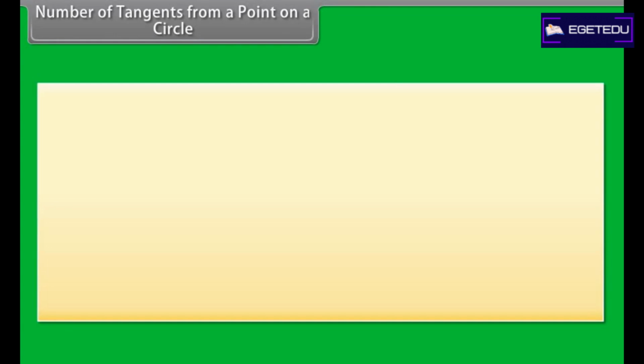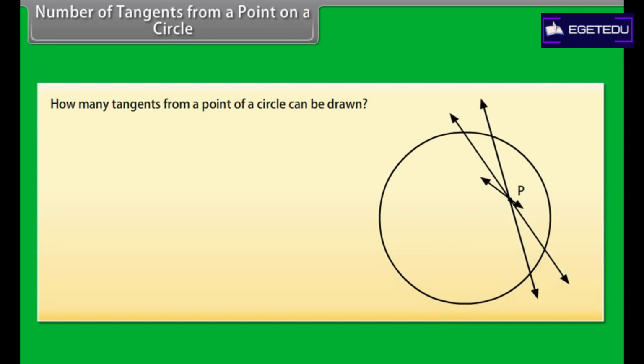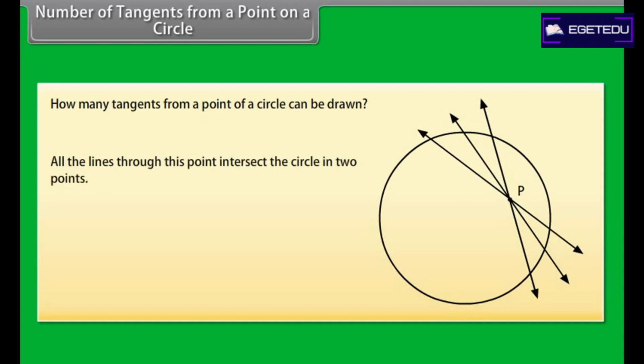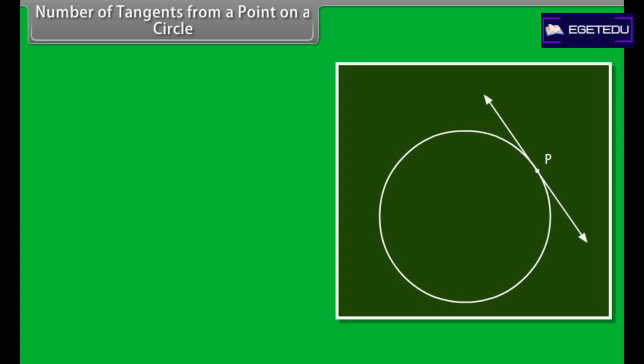Number of tangents from a point on a circle. Can you guess how many tangents from a point of a circle can be drawn? Let's perform an activity to check this out. Draw a circle on your notebook. Now take a point P inside it. Draw lines through this point. We will find that all the lines through this point intersect the circle in 2 points. That means it is not possible to draw any tangent to a circle through a point inside it. The other case is to take a point P on the circle and draw tangents through this point.